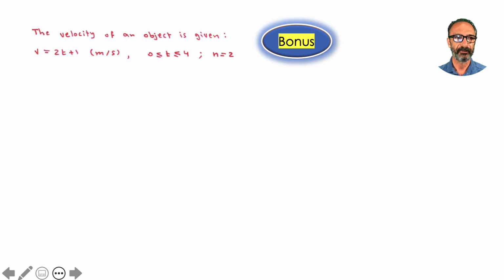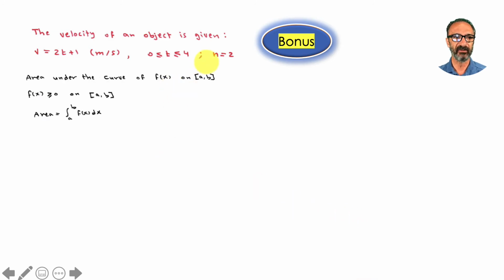Here's the bonus. Since Riemann sum is giving me area, I want to move ahead and move on after we apply the limits with Riemann sum. We're going to take you to integration. So let me give you more about the benefit of Riemann sum and what's going to come after Riemann sum. The velocity of an object is given by 2t plus 1, same interval, same number of partitions.